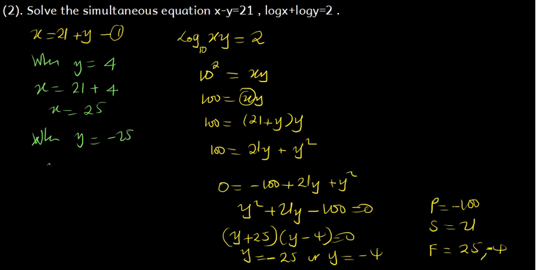What will be our x? X is going to be equal to 21 plus, where there is y, we are substituting into this equation. Where there is y, we put negative 25. And 21 minus 25 is negative 4.